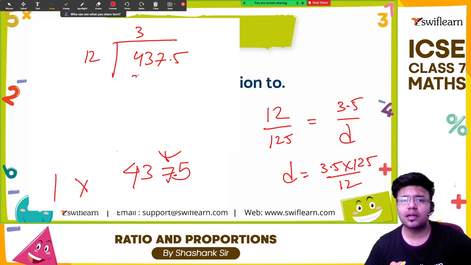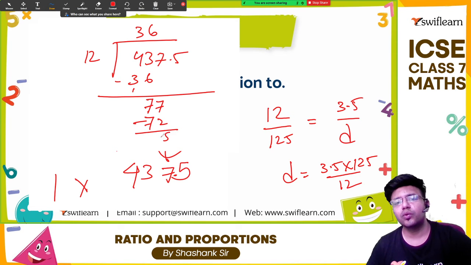12 threes are 36. Subtract this. So 4 plus 3 is 7. 12 sixes are 72. Remainder is 5. Okay.